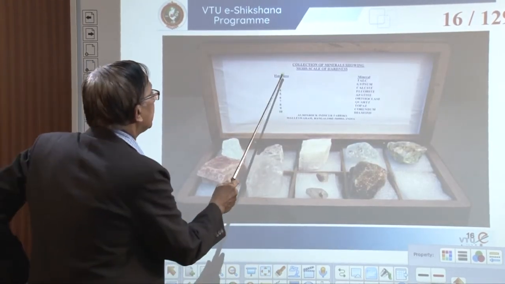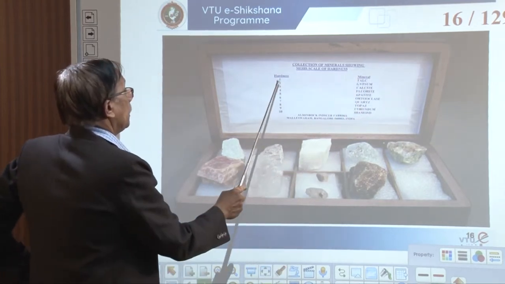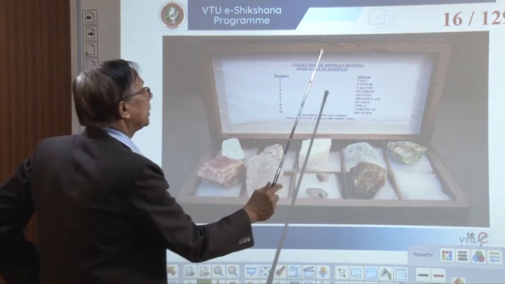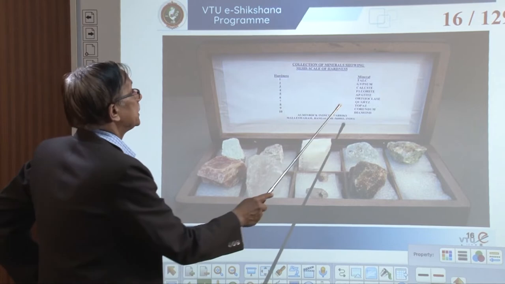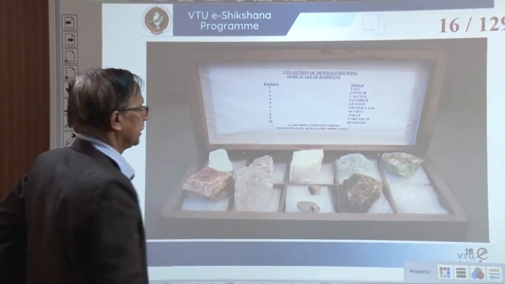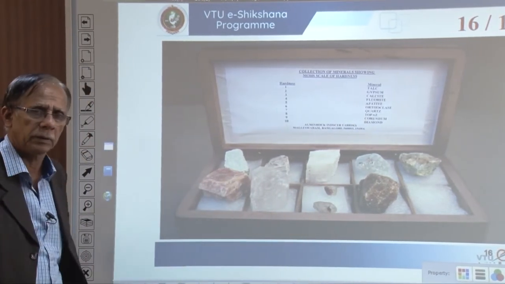He has arranged all the minerals depending on their hardness. The softest material, as of today we know, is talc. The next mineral is gypsum, next is calcite, next is fluorite, like that. Then corundum, the 9th one, and the 10th one is diamond.